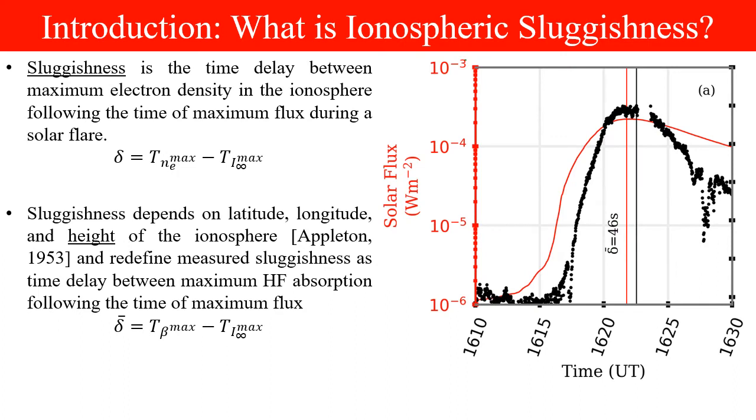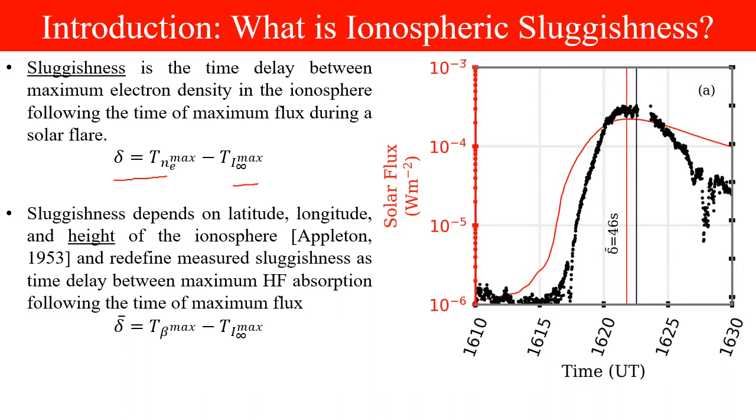So, what is sluggishness? Sluggishness is the time delay between the maximum electron density in the ionosphere following the maximum flux during a solar flare. So that is given by this particular equation, that delta is equal to the time of electron density max minus the time of irradiance maximum.